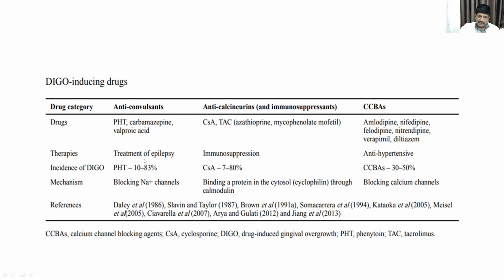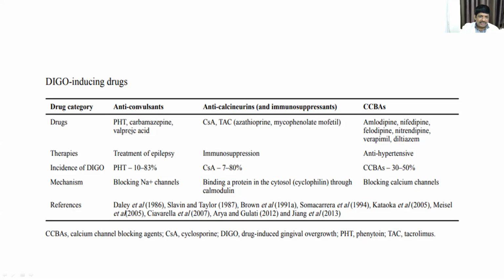This group of drugs is given for epilepsy, this group is given for immunosuppression, and this group is given for hypertension. Now, the incidence of phenytoin causing this gingival overgrowth is 10 to 83%, whereas cyclosporin is 7 to 80% and calcium channel blocker is 30 to 50%. So we can compare here that this is much lower. Otherwise, this has a wide range, from the minimum to maximum.